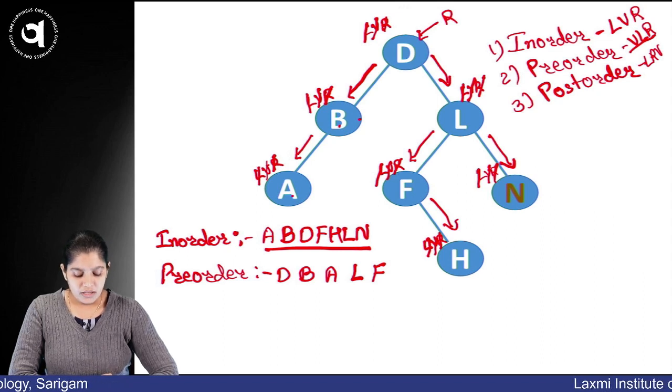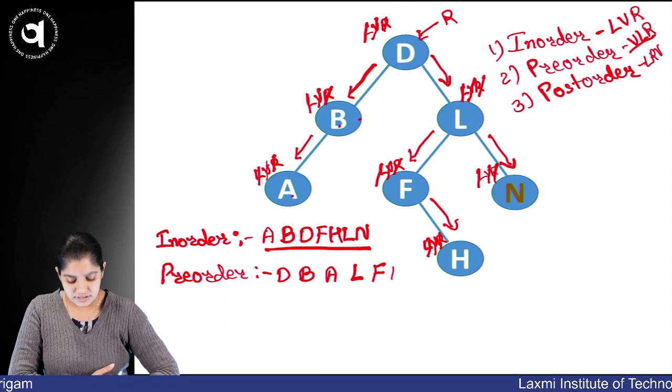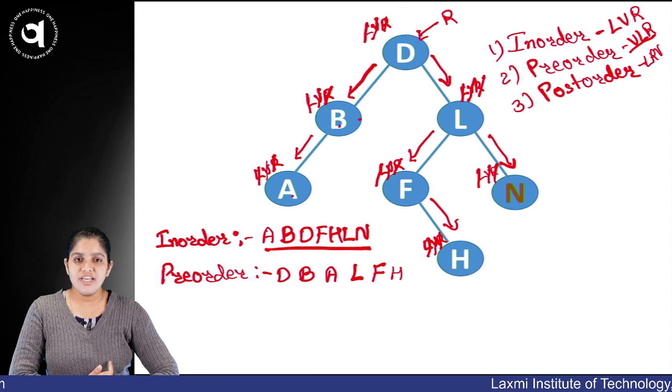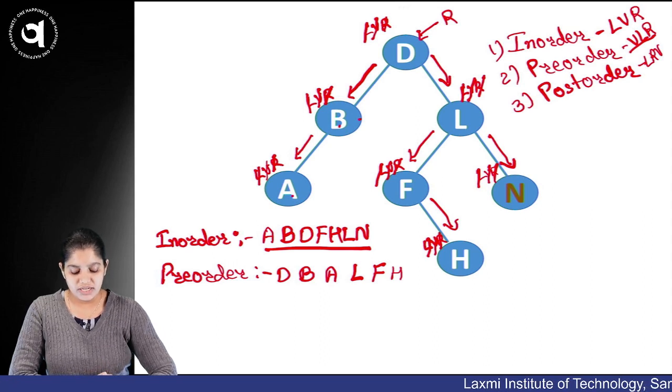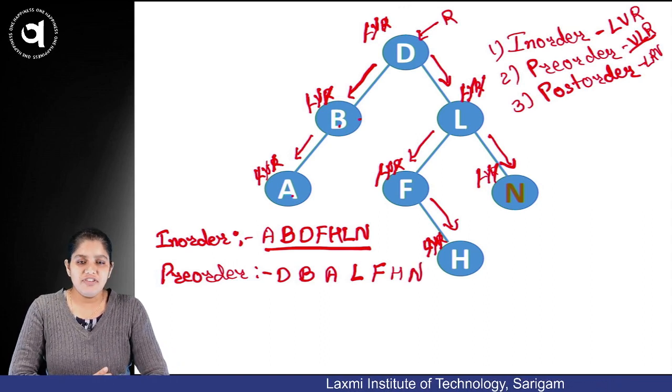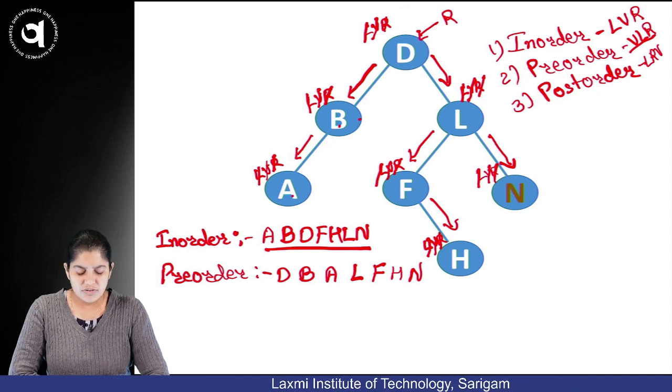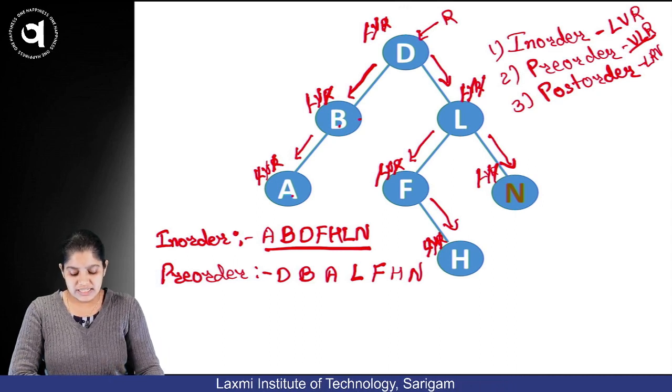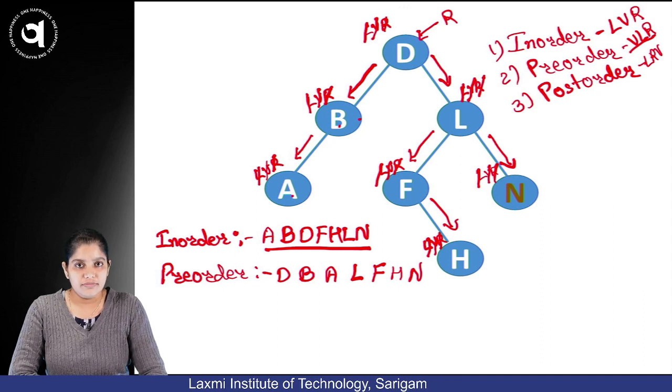So, if you go towards the F, again VLR, first we need to visit H. Then left is not available, right is not available. So, go back. Here VLR all are done, go back. So, we need to go towards the right. If you go towards the right, then there is N. So, first we visit N. Then left is null, right is null. So, all the nodes are visited. So, this is my pre-order sequence, that is D, B, A, L, F, H, N.